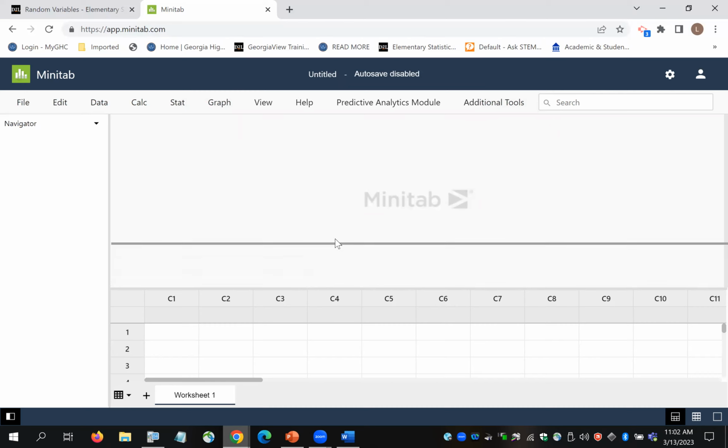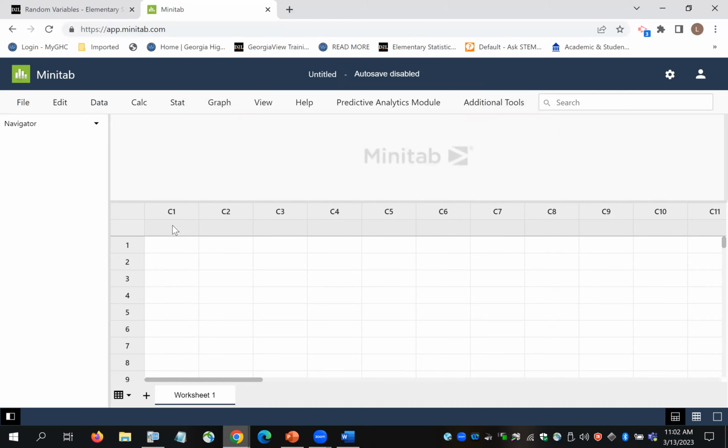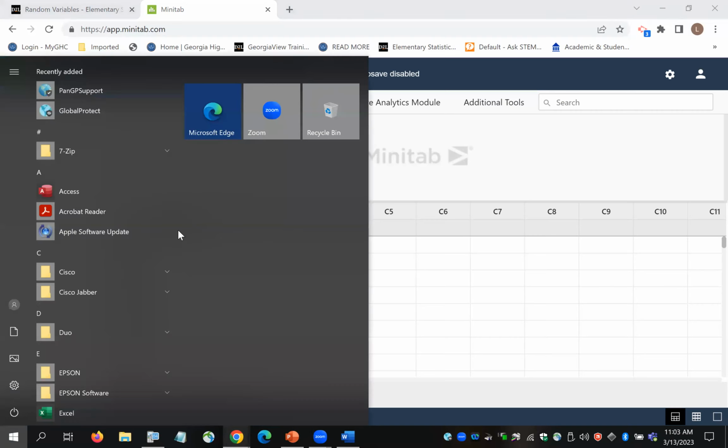Okay, so here's what we do. The first thing we need to do is enter the number of participants who volunteer. So in column 1, I'm going to put participate in volunteer program. Okay, you can label it whatever you want. Oops, my name's too long. Okay, I'm just going to put participants. This is my X.